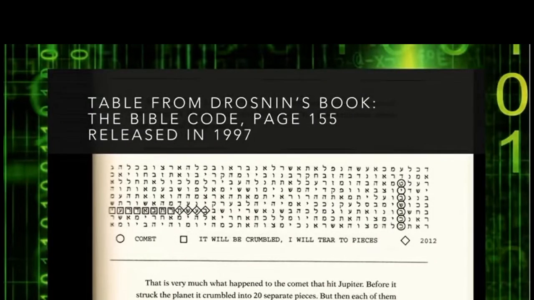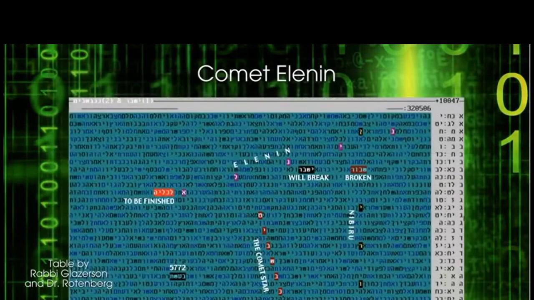This is a table from Michael Drosnin's book, The Bible Code, page 155, which was released in 1997. There was a comet that everybody heard about. It was called Comet Elenin, and they thought it would pass by the Earth. Now, we didn't know that there'd be a comet in the year 2012 that would pass by the Earth back in 1997. No one knew about that. But the Torah codes did, and in Drosnin's book it says, "comet, it will be crumbled, I will tear it to pieces in 2012." I sent that table to Rabbi Glazerson and Dr.